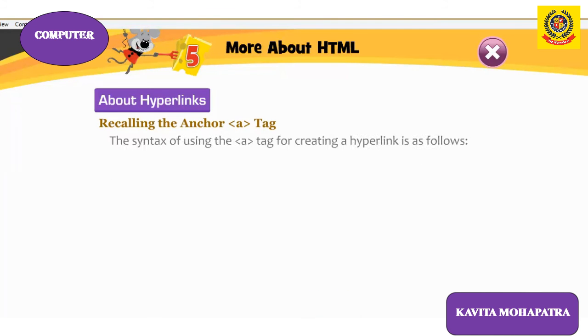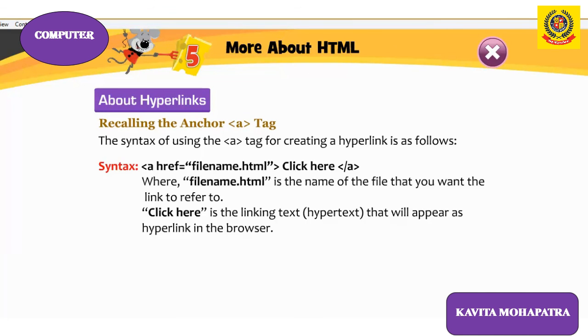So the syntax of using a tag for creating a hyperlink is as follows. What is the syntax? a href equal to filename.html, then Click here, /a, where filename.html is the name of the file that you want the link to refer to. Click here is the linking text, the hypertext that will appear as a hyperlink in the browser.